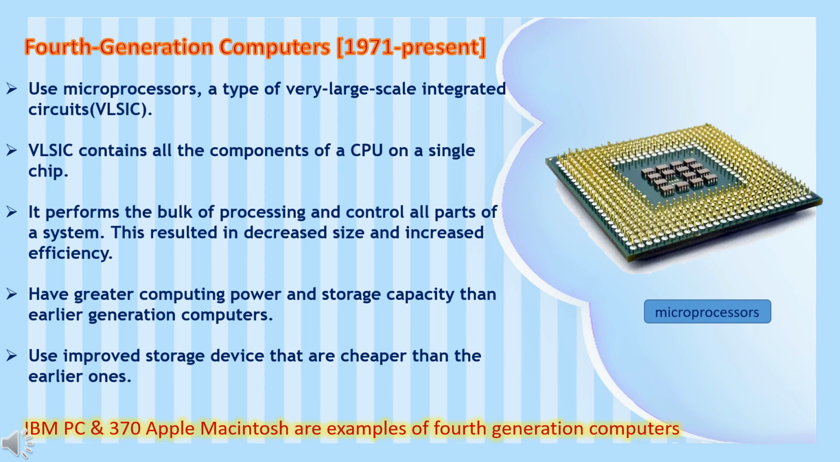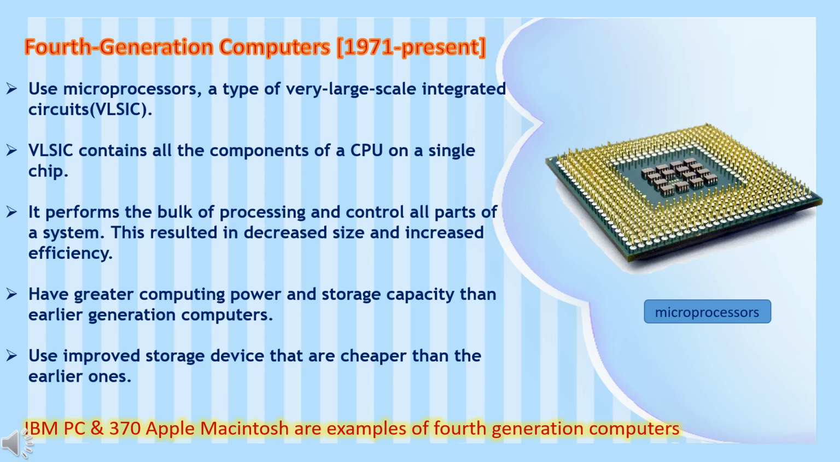Today, at present, we are using the fourth generation computers. They use microprocessors, a type of very large scale integrated circuits, VLSIC, which contain all the components of a CPU on a single chip. The VLSICs perform the bulk of processing and control all the parts of the system. The use of microprocessors resulted in decreased size and increased efficiency.